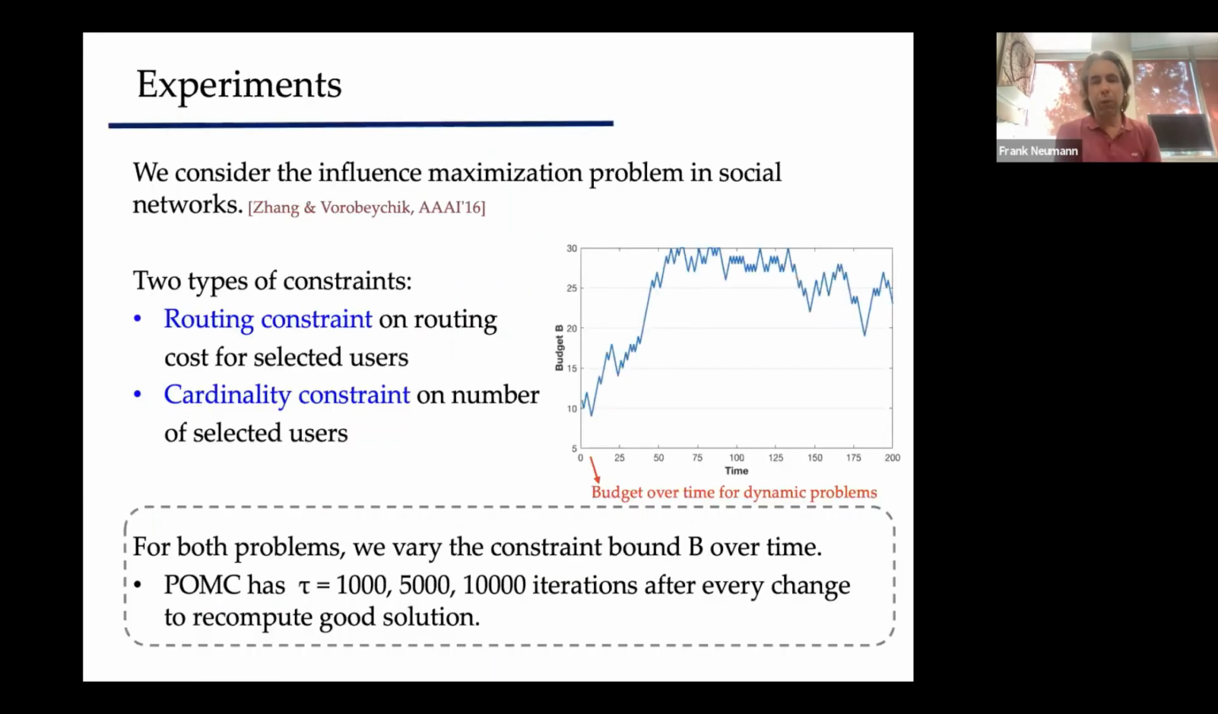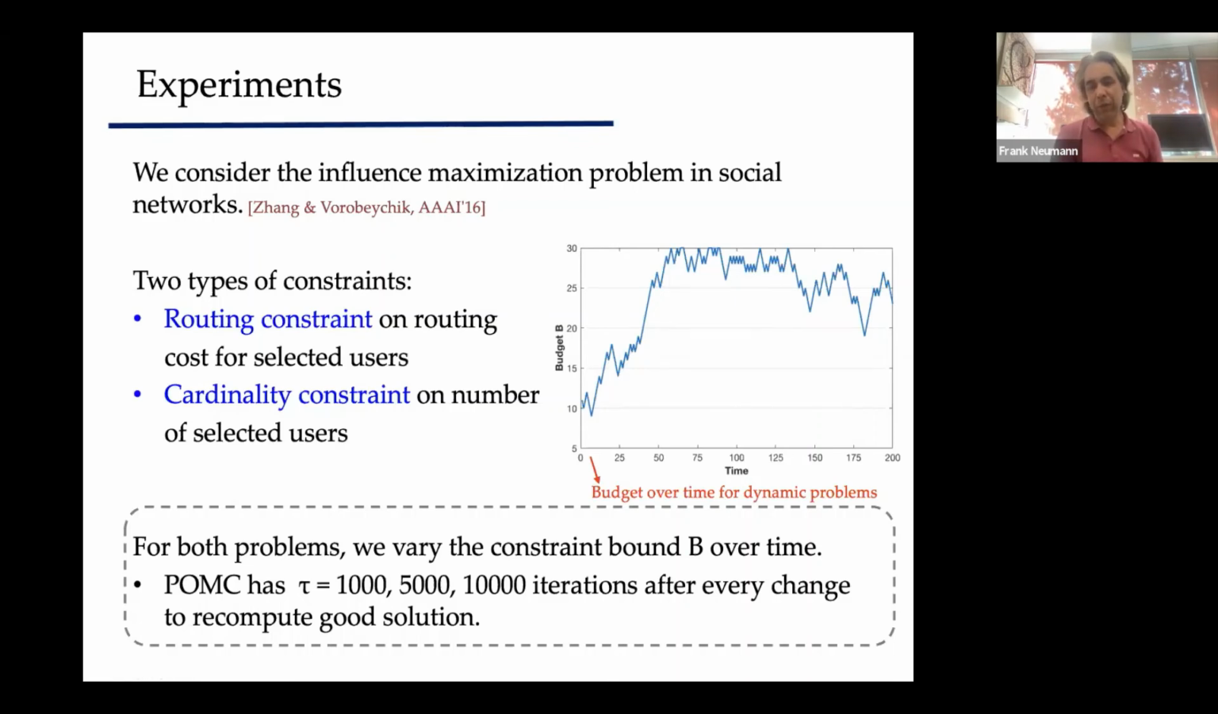Okay, and what we did then, we looked into the influence maximization problem, which is a submodular optimization problem. And we changed the budget over time like this. Let's say this is just giving you, over 200 changes, how an example budget would evolve. And we gave the evolutionary algorithm a certain number of time steps between each budget change. So 1000 means you have 1000 fitness evaluations until you have the next change. 5000 means you have 5000 iterations, and 10,000 means you have 10,000 iterations between the next change.